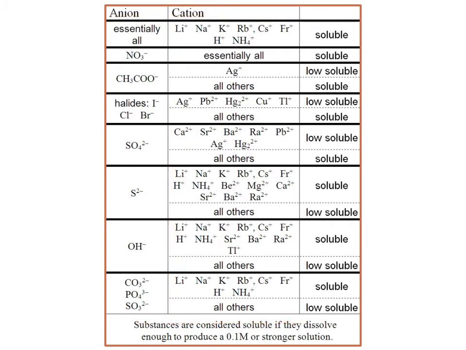Soluble means it dissolves in water, so it is aqueous. Hydroxide does not form a solid with lithium, sodium, potassium, rubidium, cesium, francium, hydrogen, ammonium, strontium, barium, radium, or thallium ions. Low solubility means it does not easily dissolve in water, so it forms a solid. Halides, that is iodide, chloride, and bromide, form solids with silver, lead 2, mercury 1, copper 1, and thallium ions.